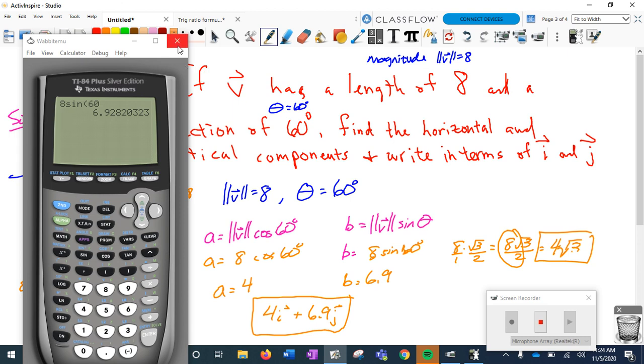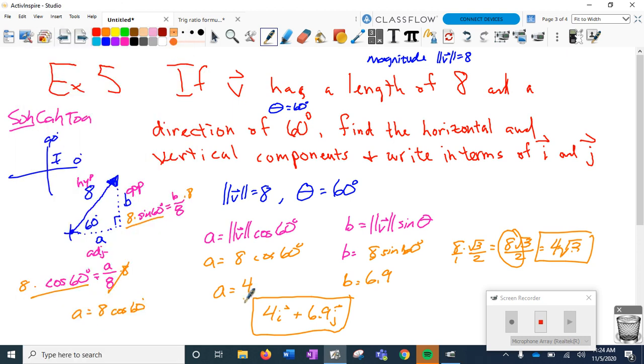Okay, that's what it takes to find the horizontal and vertical components. Quick little video today about that. Horizontal, cosine. Vertical, sine. The horizontal, the A, is cosine. Vertical is sine, but it's magnitude times sine of the angle. Okay, that's it.